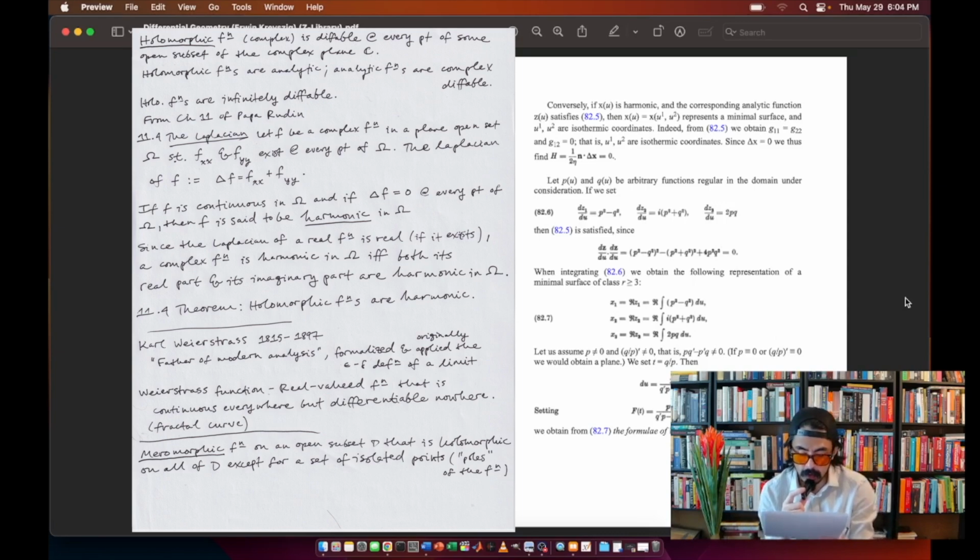Just said holomorphic. We're continuing on here. We're going to connect them together conceptually. Since the Laplacian of a real function is real if it exists, a complex function is harmonic in this plane open set capital omega if and only if both its real part and its imaginary part are harmonic in omega. Furthermore, we have this theorem, and this is from chapter 11 of Papa Rudin, okay? Theorem 11.4 in Papa Rudin, we have that holomorphic functions are harmonic.